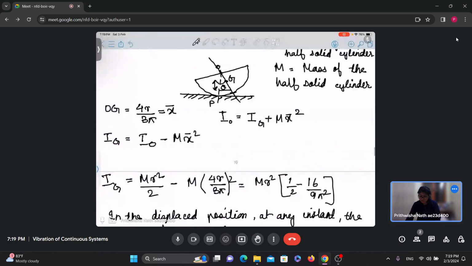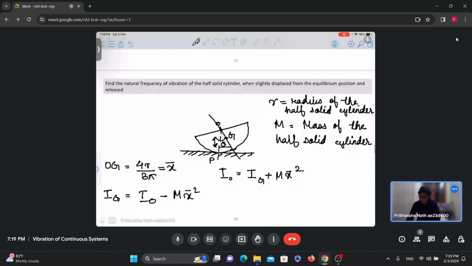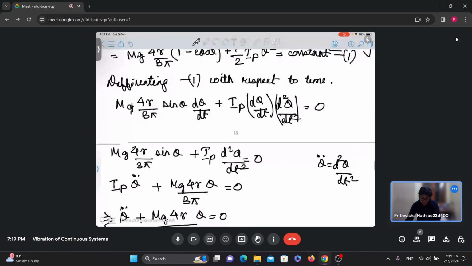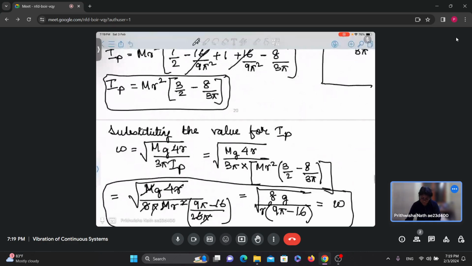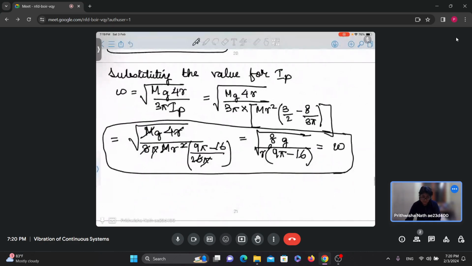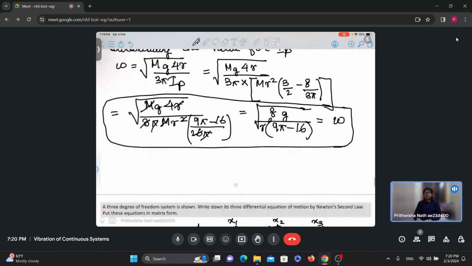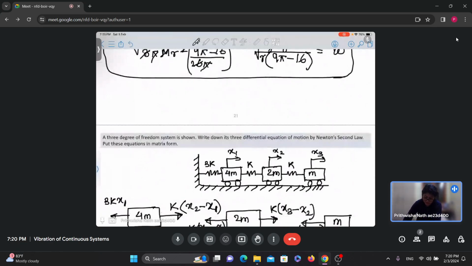Similarly, for this sum also, we had to find the frequency. Here also we differentiated the total energy with respect to time, and we got the omega. So these were the problems that we solved for week 2.